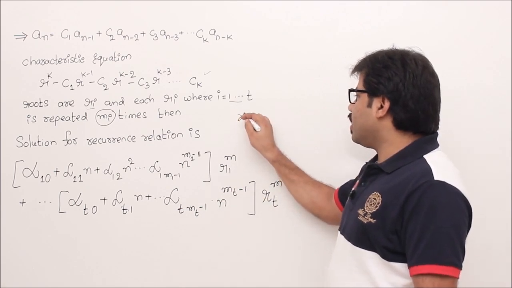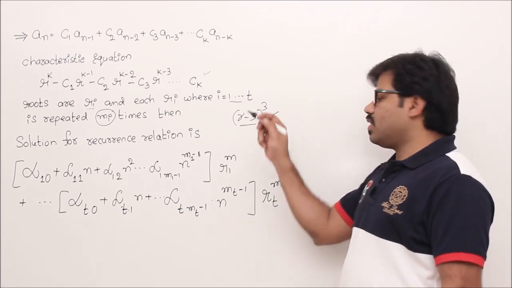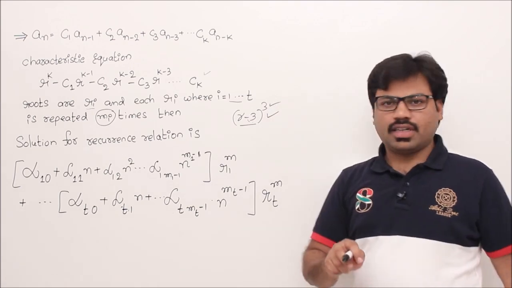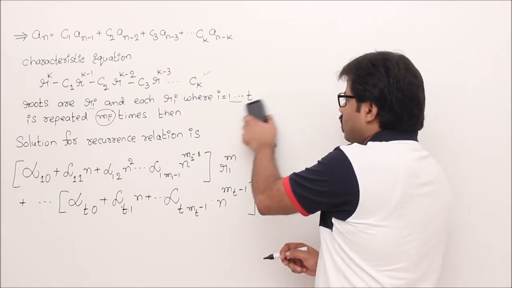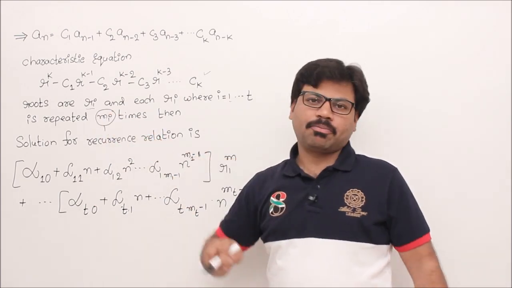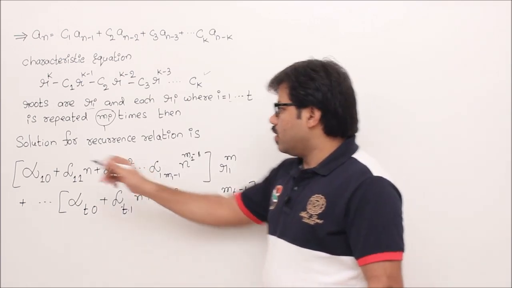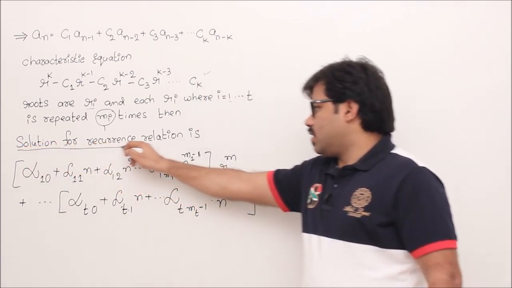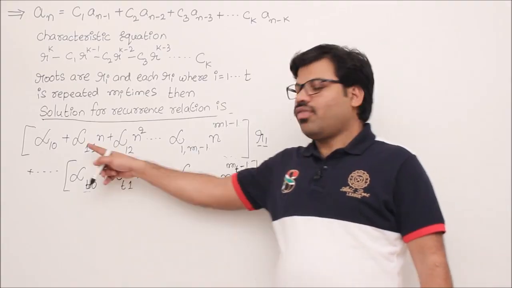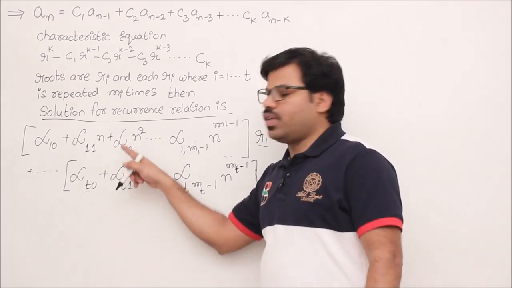Example, your equation is r minus 3 whole cube. Then we say that for this kind of characteristic equation, the root 3 is repeated how many times? 3 times. Okay. So sometimes what happens, root might not be repeated. So we say that at that time it is repeated one time. So yeah, we have some roots and some repetitions. Then for such characteristic equation, the recurrence relation solution is this one. There are a lot of constants, alpha 1 0, alpha 1 1. So up to how many constants we should take, I will tell you.